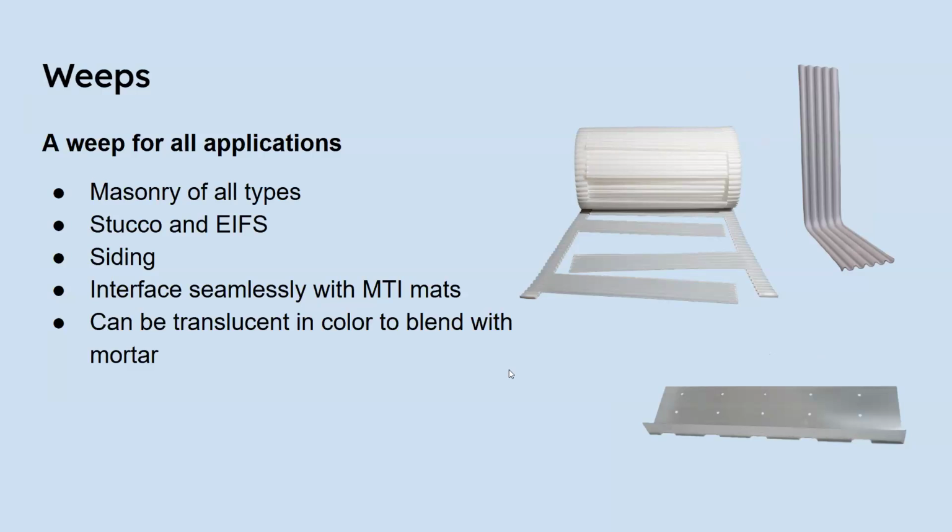Weeps are typically translucent so that when they're cut off at the edge of the mortar, they blend into the mortar rather than being visible. That's a design consideration that most people find preferable to having a black weep, which you're going to see more easily.